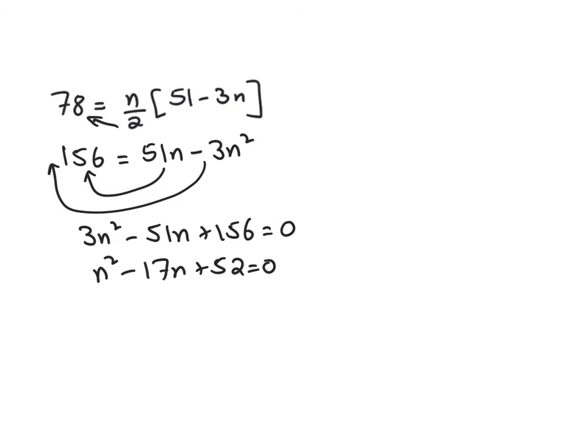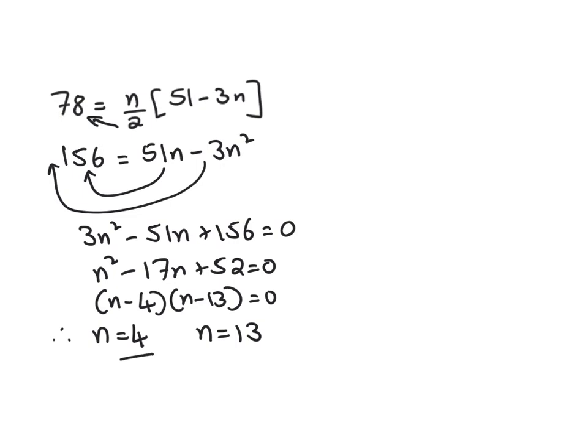the middle term. So when you factor this quadratic equation, the factors you get are n minus 4 times n minus 13 equal to 0. Therefore, n can be equal to 4 or n can be equal to 13. So the number of terms whose sum is 78 can be the first 4 terms or the first 13 terms. So this is how we do the problem. A bit lengthy one, but easy one. So keep going, keep practicing.